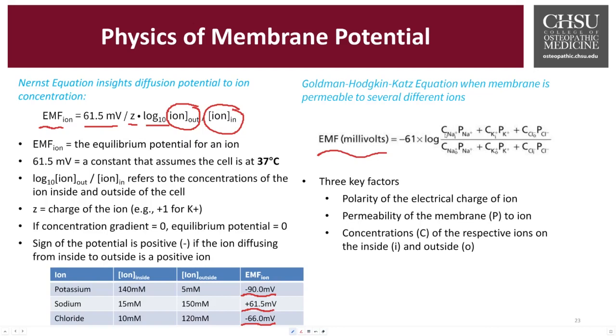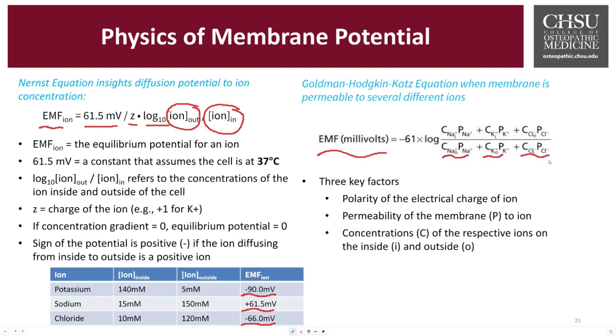And based on this equation, you can see that there are three ions that are responsible for generating the resting membrane potential of a neuron. It's the sodium, potassium, and chloride. As a result of this equation, there are three characteristics that can be drawn. First of all is that the polarity of the electrical charge plays a role. It also depends on the permeability of the ion. If one ion is more permeable, then that ion determines the EMF. And then, of course, the concentration ratios respective of the inside and outside.